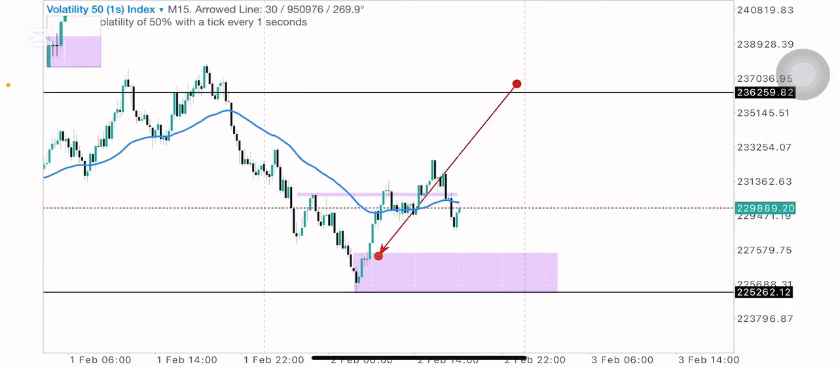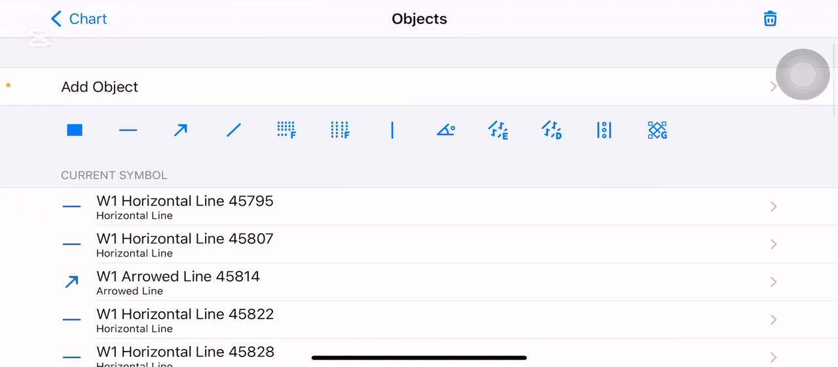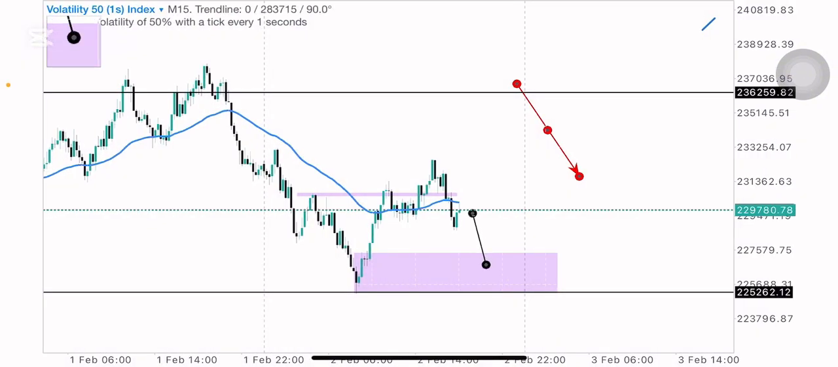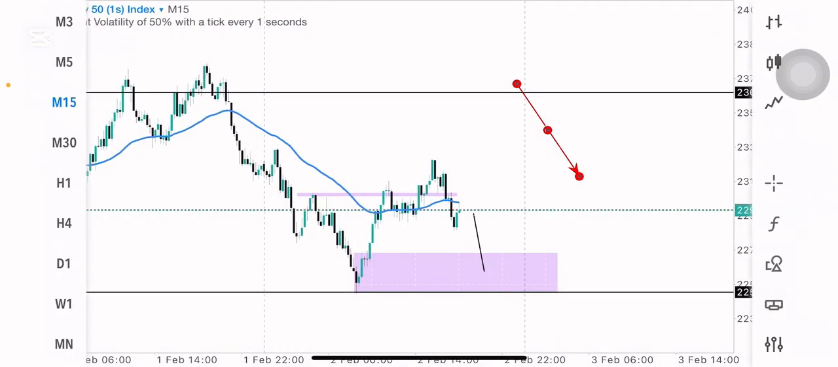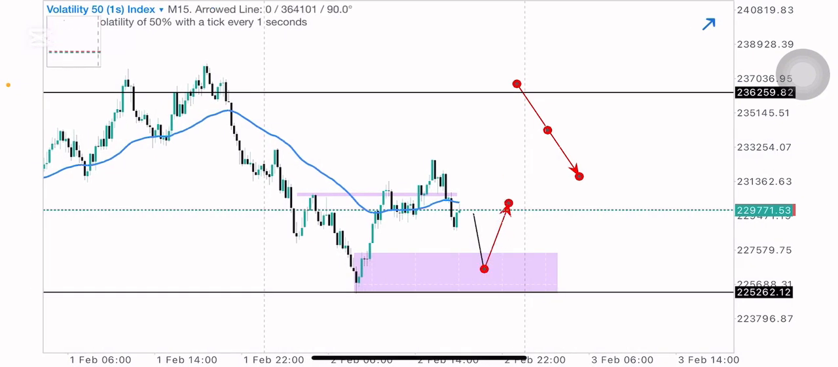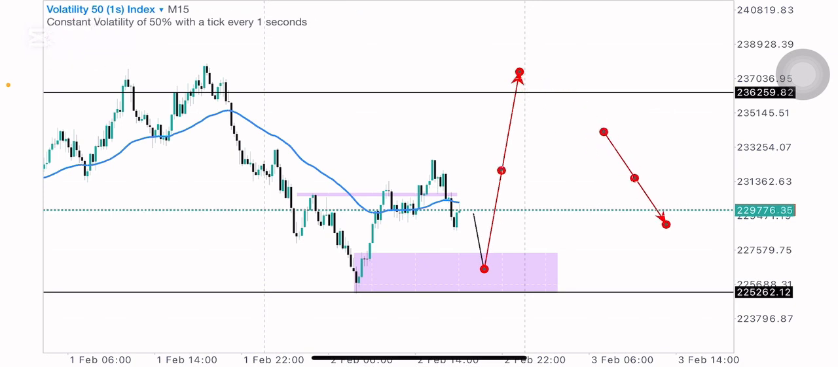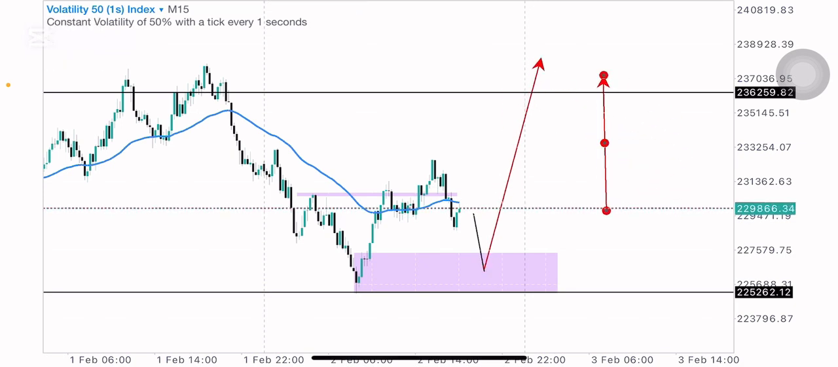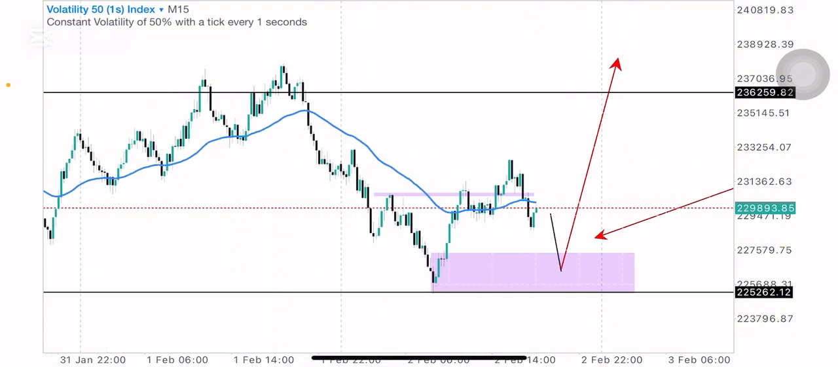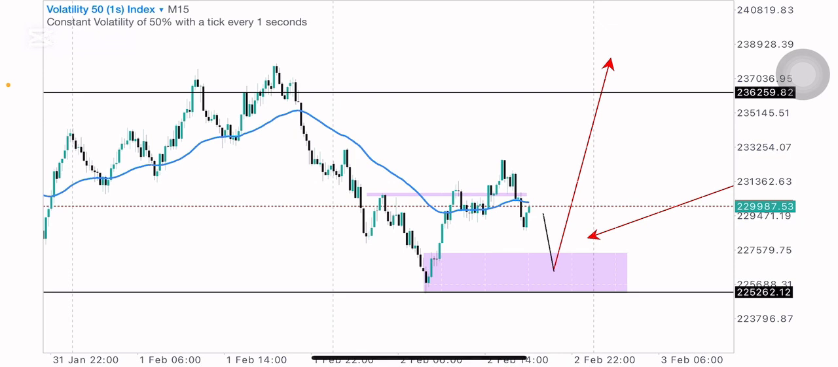You can see the imbalances here. So price is filling up the imbalances and then coming to retest the order block, and then boom, to push up. So this is what we expect to see right here. This is what we want to see right here. Price just pushes up there.